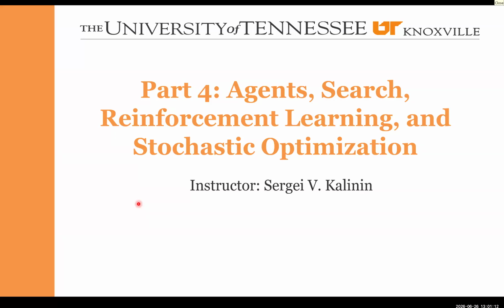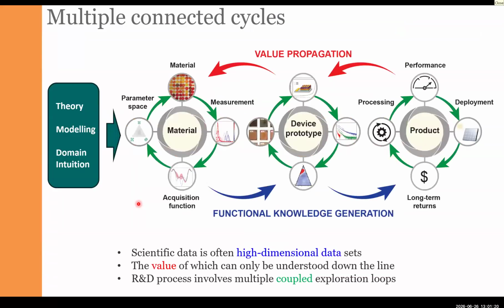So let's talk a little bit about the agents, search, reinforcement learning, and stochastic optimization. These are the things that form the basics for non-myopic decision making. First of all, let's consider why non-myopic decision making is even necessary. The reason is very straightforward.